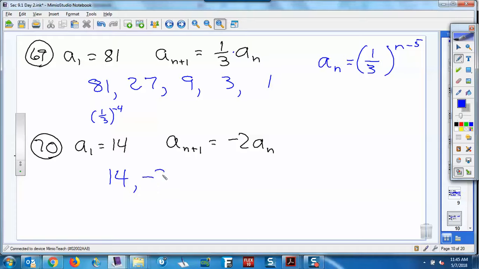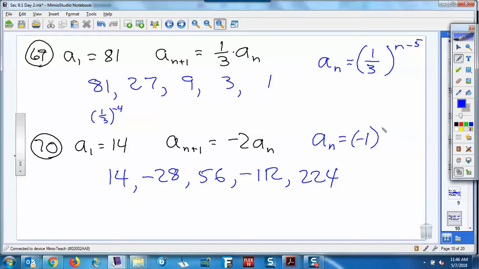14, 28, 56, 112, 224. We take the previous term and multiply by -2. Okay? So what's our nth term formula?